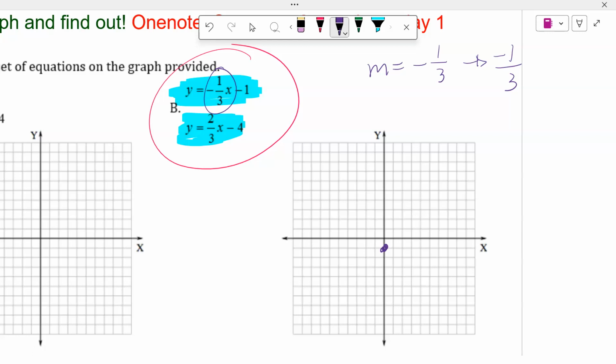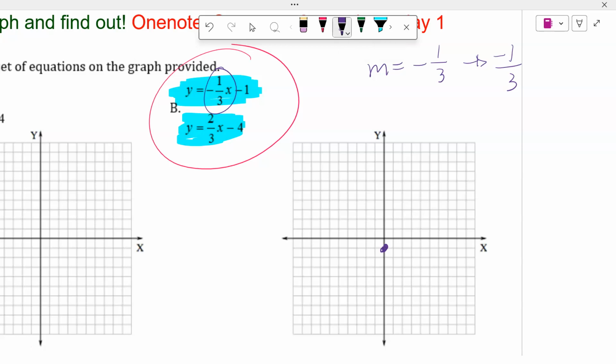The only thing you can't do is this. You can't distribute the negative to both the top and bottom of the fraction, because that becomes double negative, which then becomes positive 1/3, and then you're going to end up graphing the wrong line. So it doesn't really matter if I'm going down 1, right 3, or if I'm going up 1, left 3, you're still graphing the same line.